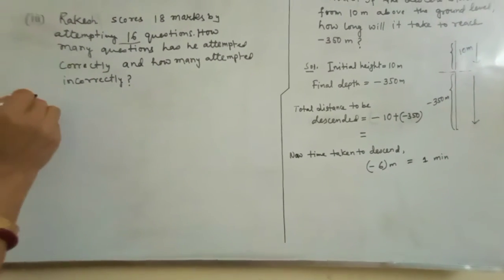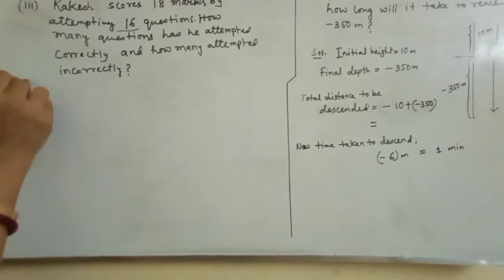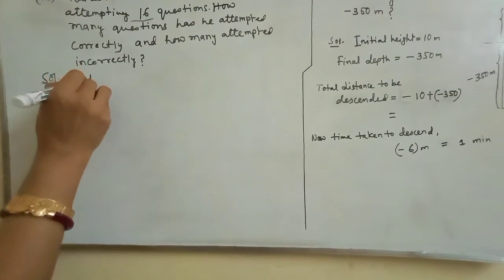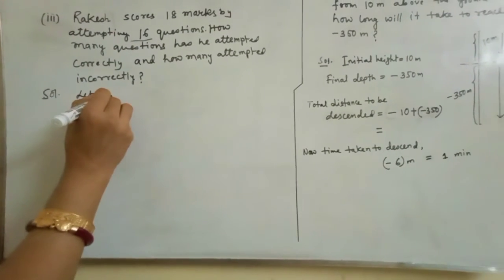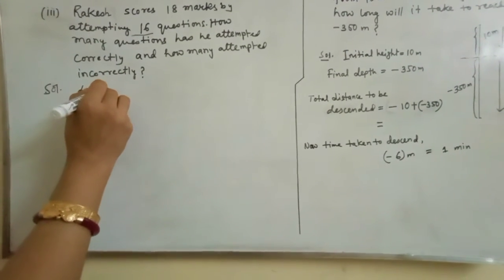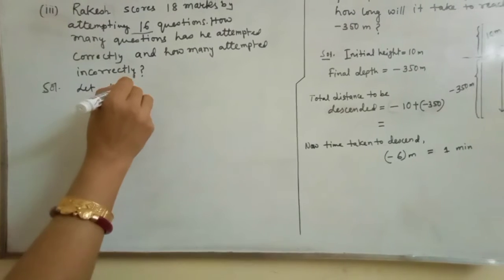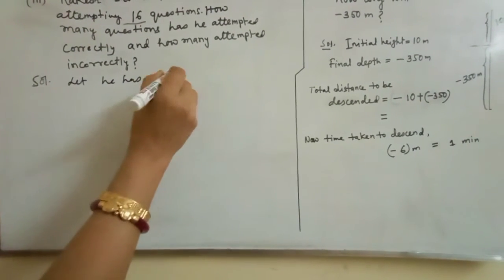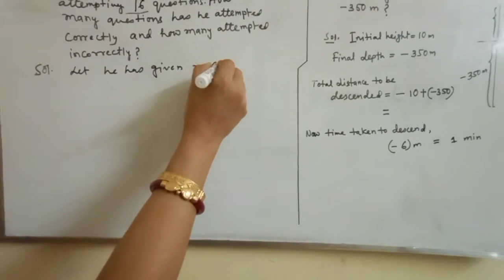So we can take it in this way. If we start the sum in this way, Rakesh has given x correct answers.